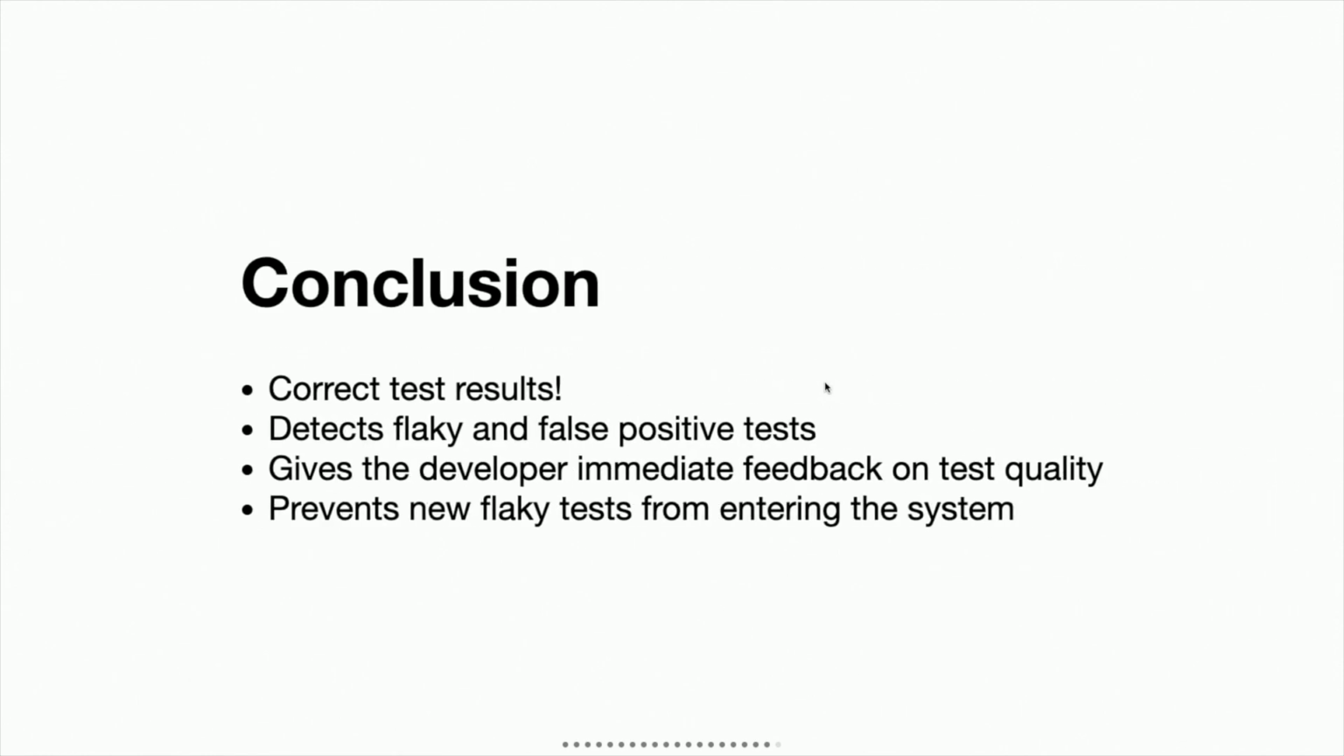So yeah, at the end we have correct test results. This actually found 3% of our tests to be flaky or have false positives, which is a much bigger number when you think about tens of thousands of tests. It gives developers immediate feedback because as they write their tests, this just incorporates behind the scenes and it tells them you didn't run assertions or you tried to spawn some tasks that you weren't supposed to. And yeah, it prevents new flaky tests from entering the system. That's it.